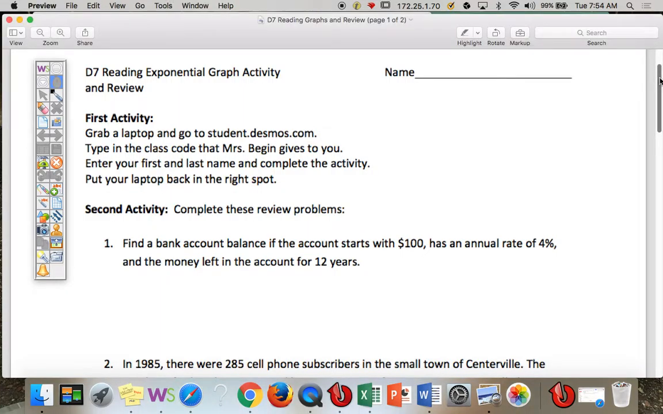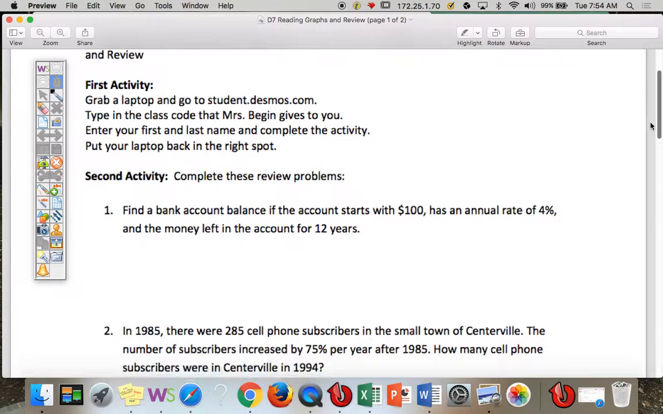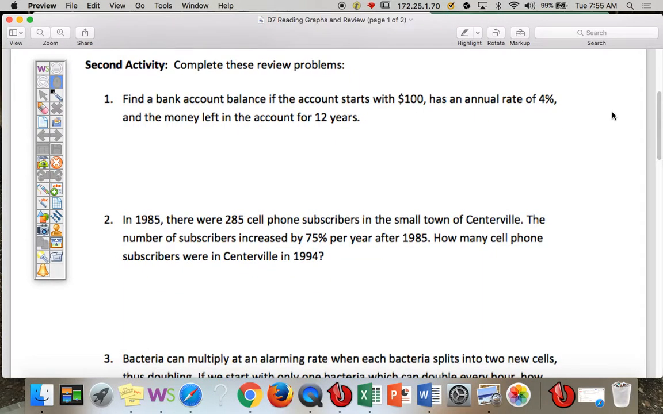During class today, we'll be looking at a few review activities for exponential growth and decay. The first one is on Desmos, so we'll do that one in class on the computers. And the second activity will look at review problems. So I'm going to go over some of these review problems with you right now.